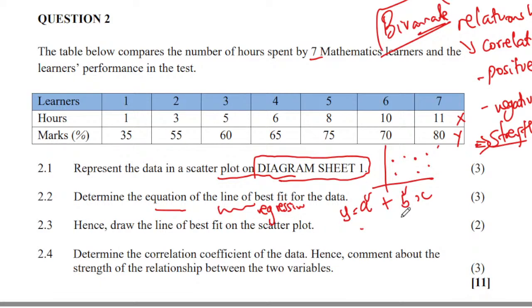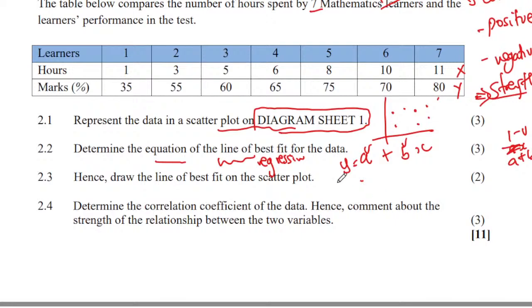So use your calculator. Under the mode, you look for the a plus bx option. Okay, a plus bx. Then you proceed, enter the values for x and y, and then you're good to go. And then hence draw the line of best fit. When you're drawing the line of best fit, you can draw it using the equation that you obtained, or we can just estimate it.